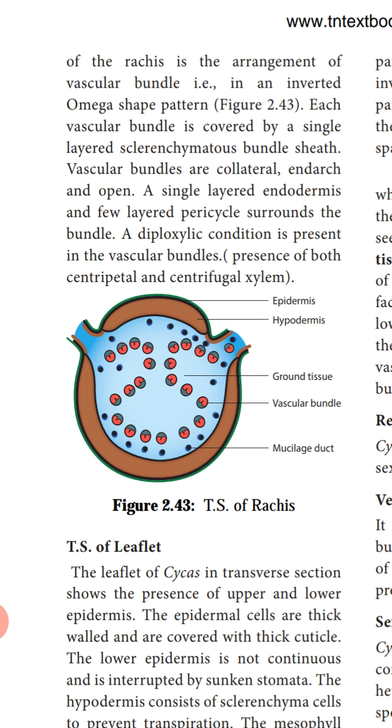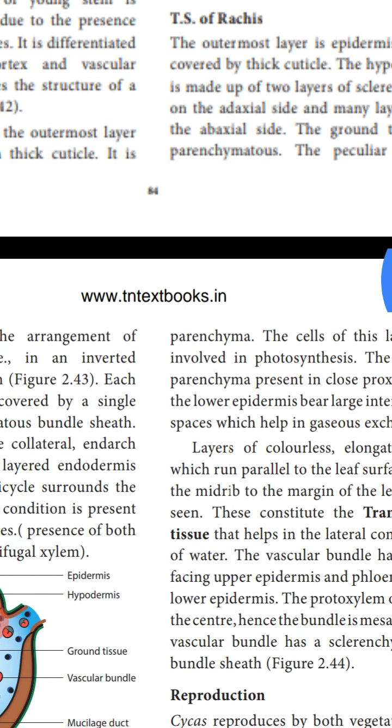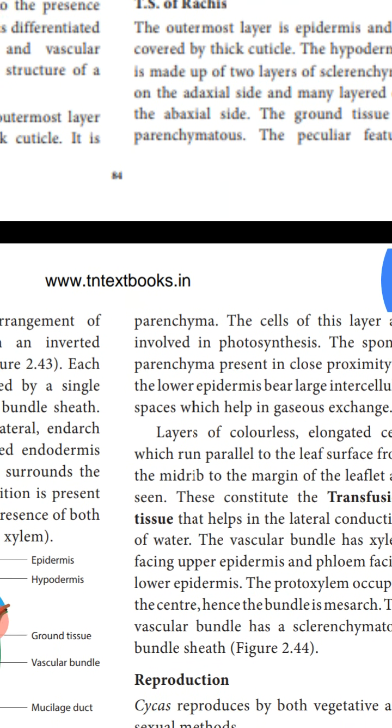Below that you can find the hypodermis. On the upper side it is made up of two layers of sclerenchymatous cells, whereas on the lower side it is made up of many layers of sclerenchymatous cells. In the center, the blue region is the ground tissue. This ground tissue is made up of parenchymatous cells. Okay, the ground tissue is parenchymatous.